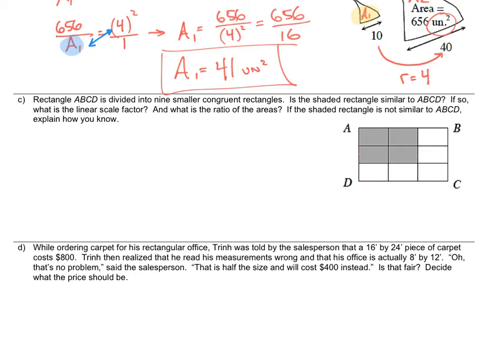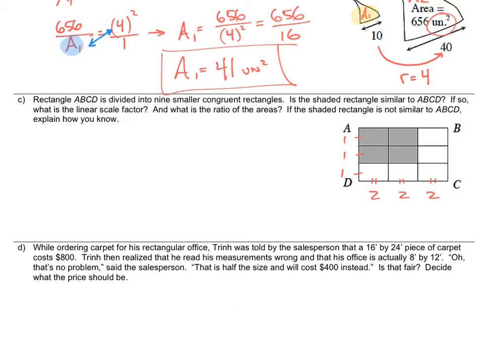Okay, well, let's take a look here and make sure we understand some of the perspective. I'm going to assume that they split this into equal sides, because it says it's divided into 9 smaller congruent rectangles, so each of these rectangles is the same. That means that these dimensions here are the same. So let's call this 1 unit here, and let's call this 2 units here. All right, so is the shaded rectangle similar to rectangle ABCD?